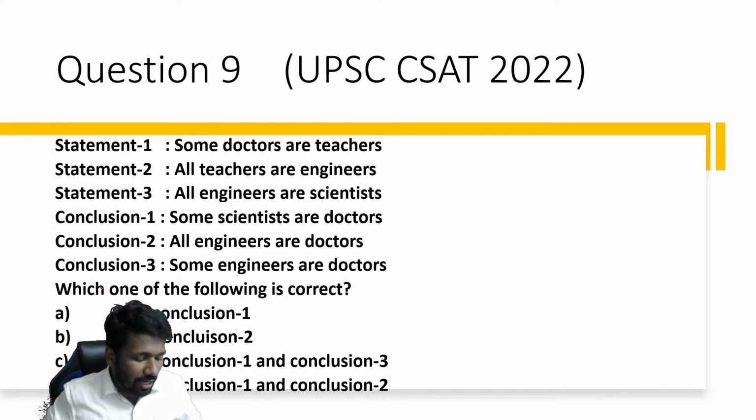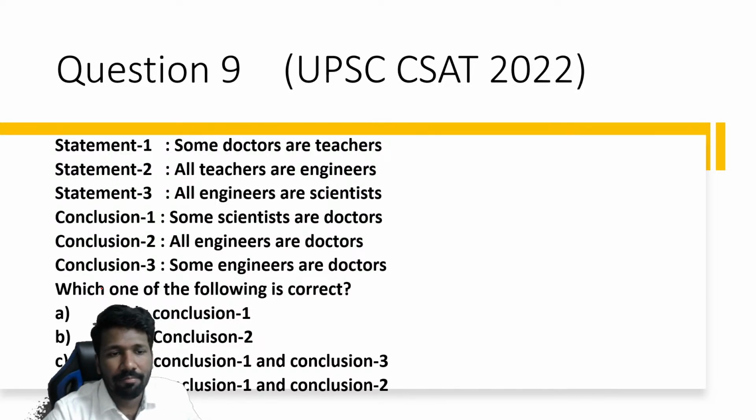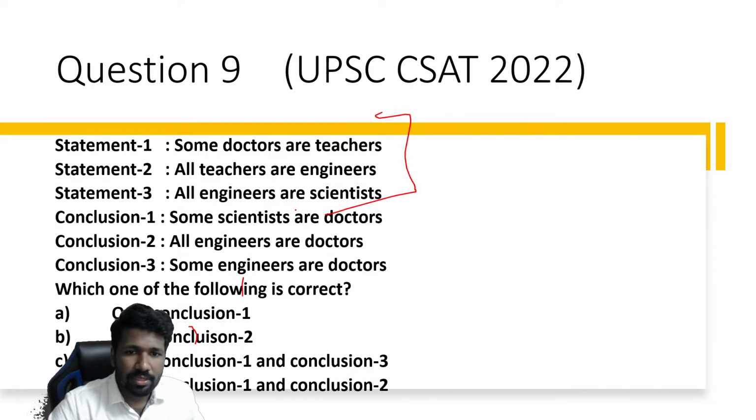Due to lack of time, I will start explaining. So let us draw the minimal overlapping diagram for these three premises given in the question. Some doctors are teachers, all teachers are engineers, all engineers are scientists.